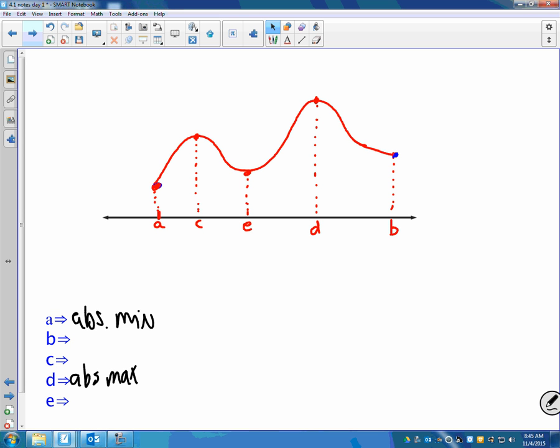Let's wait on B. B's a little tricky. What about C? It's a relative max. It's a high point in your graph. It's a turning point in your graph. Notice that all the points around it are smaller than it. That's a relative maximum, right? So C is a relative max. Yes, so local max, relative max.